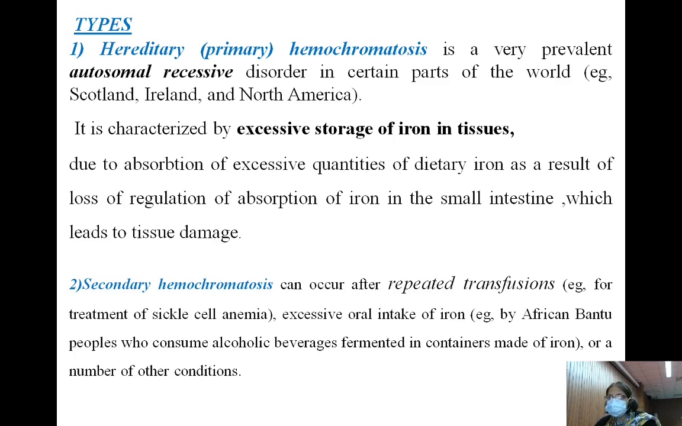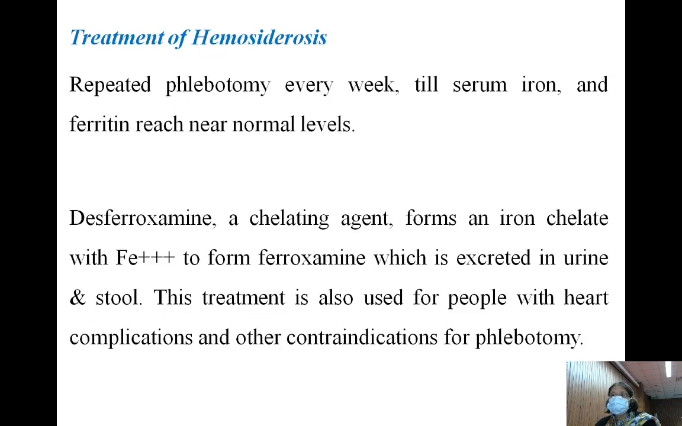Secondary hemochromatosis can occur after repeated transfusion, especially for the treatment of sickle cell anemia, excessive iron intake orally, or some other conditions. For example, excessive oral intake of iron by African Bantu people who consume fermented alcoholic beverages in containers made of iron. But repeated transfusion is the main cause. Treatment of hemosiderosis: repeated phlebotomy every week till serum iron and ferritin reach near the normal level.